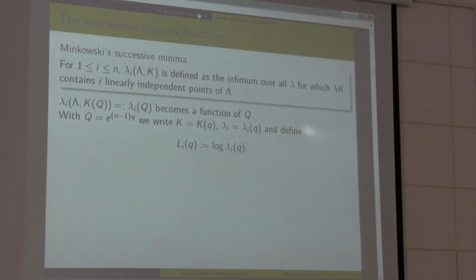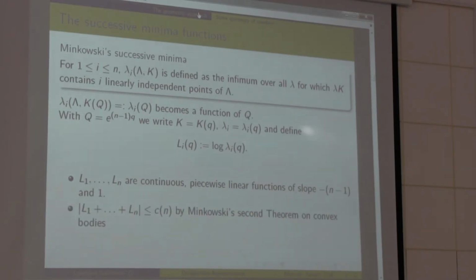Why are these functions L sub i? Well, they have some nice properties. In particular, they turn out to be continuous piecewise linear functions of only 2 slopes, namely minus (n minus 1) and 1. When you investigate them further, you can also see that the sum of these functions is also bounded by a constant that depends on n only.